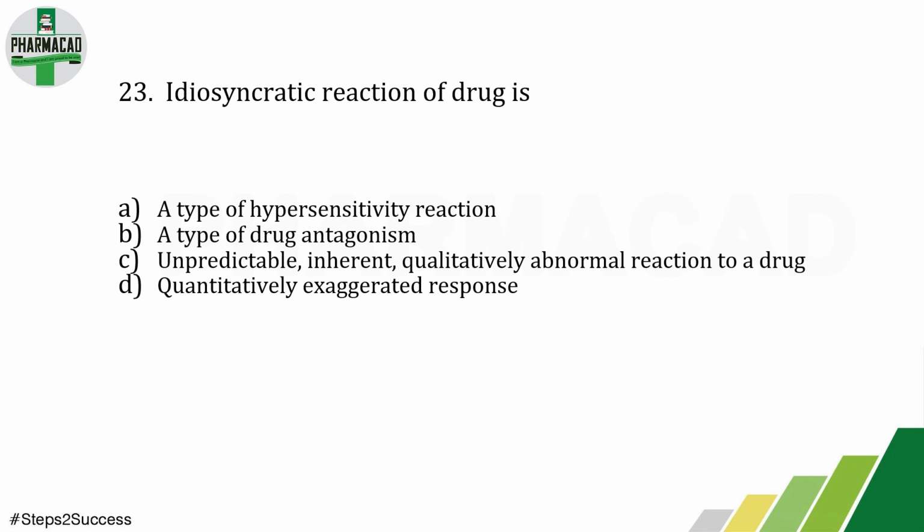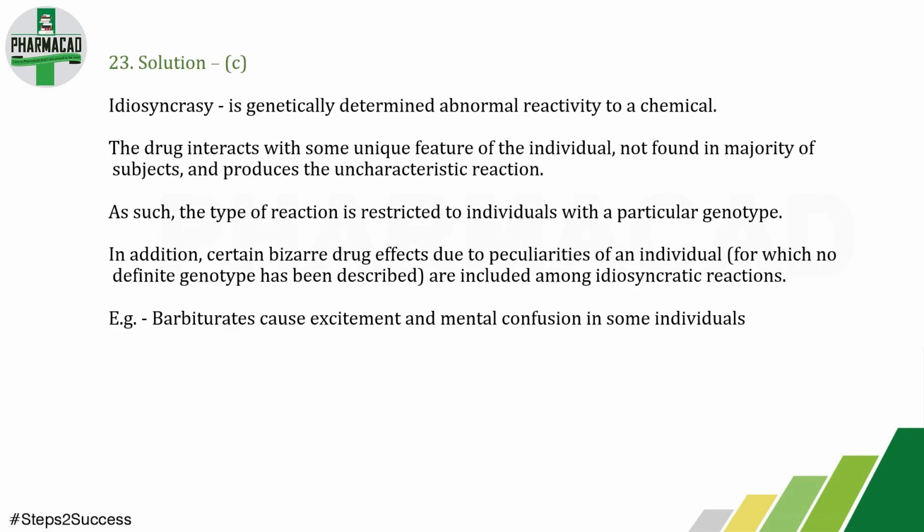Next question, idiosyncratic reaction of drug is. So, the options include a type of hypersensitivity reaction, a type of drug antagonism, unpredictable inherent qualitatively abnormal reaction to a drug, or a quantitatively exaggerated response. So, the correct option here is option C, that is unpredictable, inherent, qualitatively abnormal reaction to a drug.